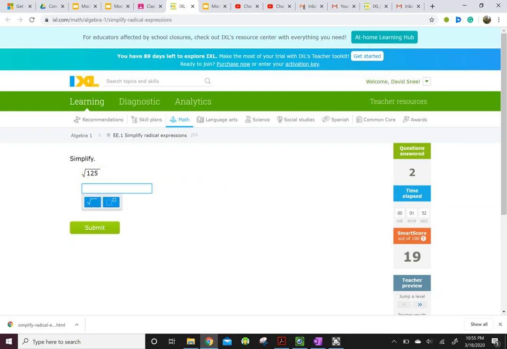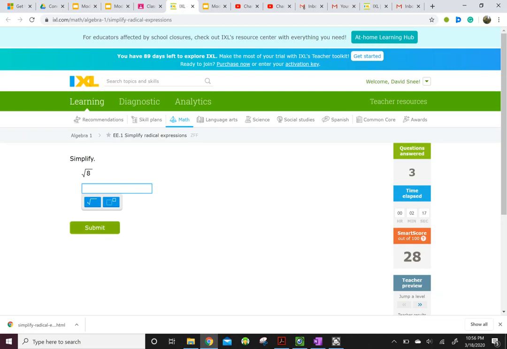All right. Now we've got another one that says simplify square root of 125. That is divisible by 25. 125 divided by 25 is 5. The square root of 25 is 5, so my answer is going to be 5 root 5. Submit. I have another one.